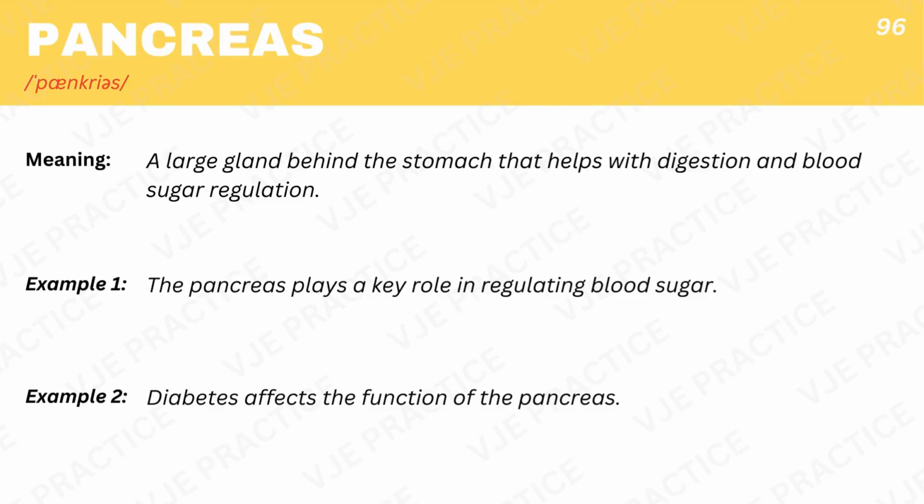Pancreas, a large gland behind the stomach that helps with digestion and blood sugar regulation. Example 1. The pancreas plays a key role in regulating blood sugar. Example 2. Diabetes affects the function of the pancreas.